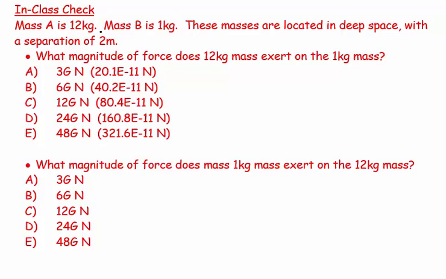Welcome. So this question says mass A is 12 kilograms and mass B is 1 kilogram. These masses are all located in deep space with a separation of 2 meters. And then it asks, what is the magnitude of the force with which the 12 kilogram mass exerts on the 1 kilogram mass?